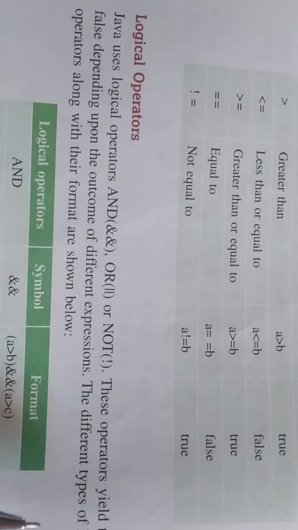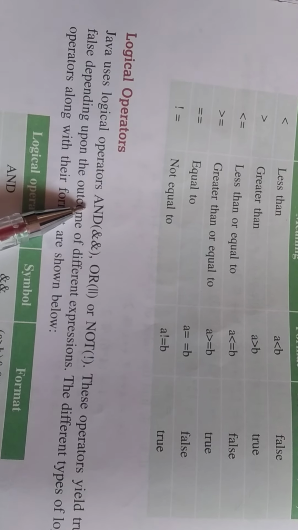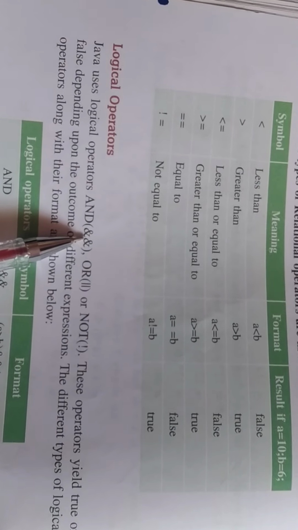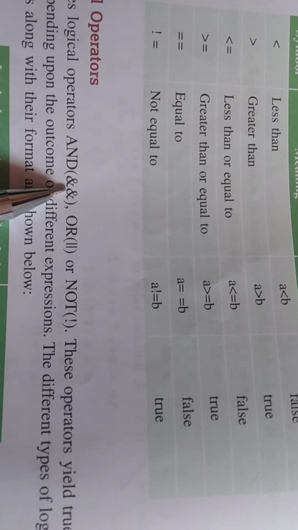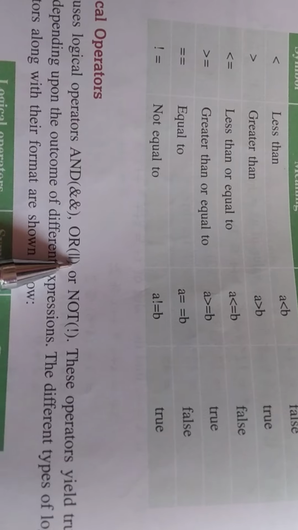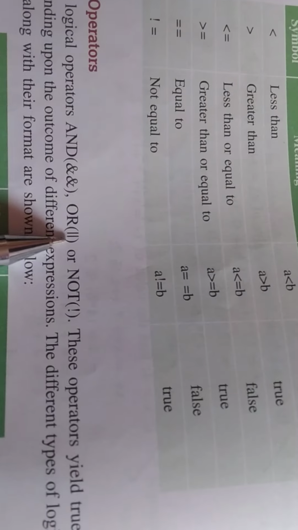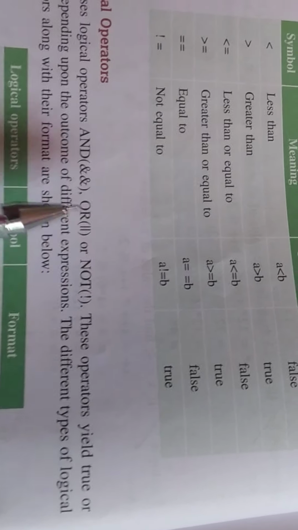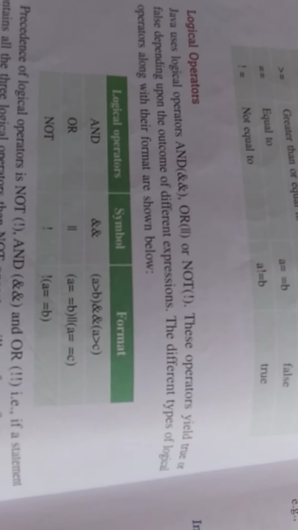Now how many types of logical operators are there? There are 3 types of logical operators. One is AND, whose symbolic form is double ampersand, the ampersand twice. OR means just 2 straight lines, like parallel lines. And NOT means the exclamation sign. So these are the 3 logical operators used in Java.